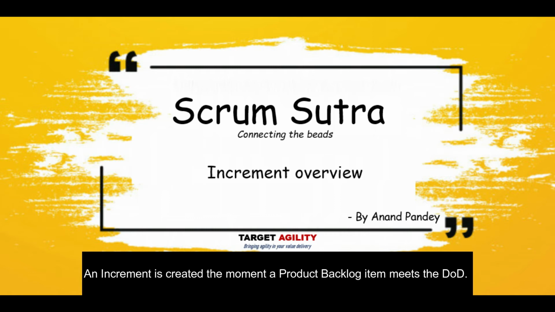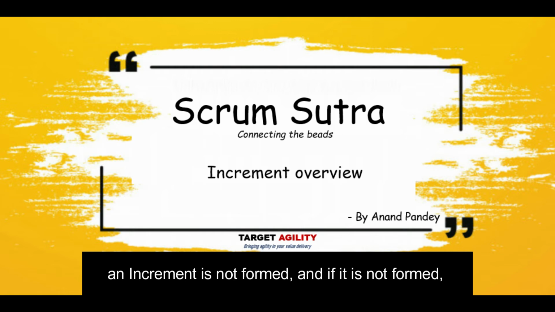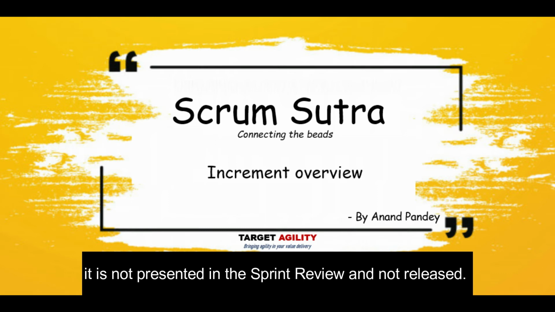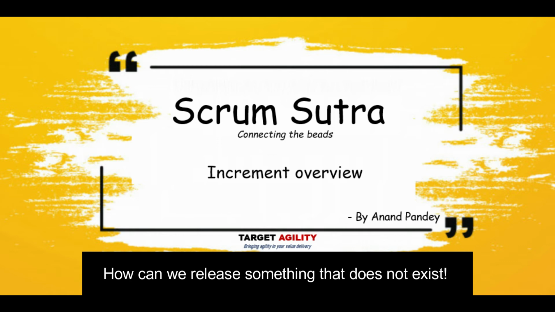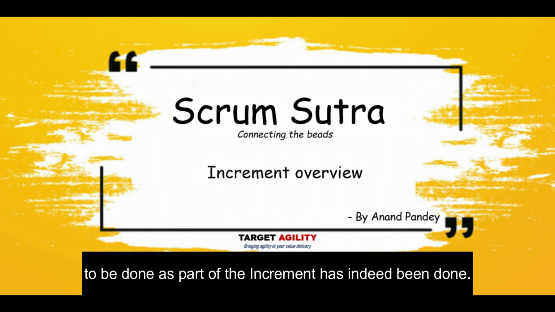An increment is created the moment a product backlog item meets the definition of done. Going by that, if a product backlog item does not meet definition of done, an increment is not formed. And if it is not formed, it is not presented in the sprint review and not released. How can we release something that does not exist? This is to ensure transparency with respect to all work that was agreed to be done as part of the increment has indeed been done.